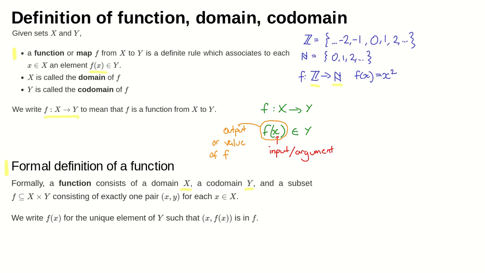So given such a subset, and given a domain X and a codomain Y, we'll actually write f of x for the unique element of Y such that there is an ordered pair x, f of x in f. So the condition about this subset f of X cross Y is that for each little x in big X there must be exactly one pair x, y in our subset of X cross Y, and we just give the name f of x to this element y such that there is a pair whose first element is x in our function f.